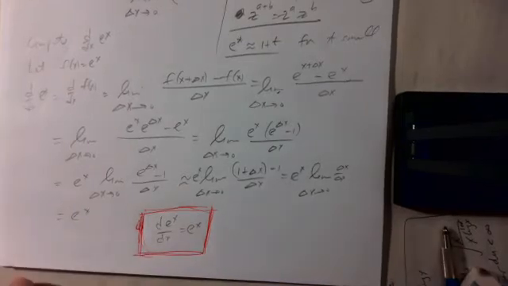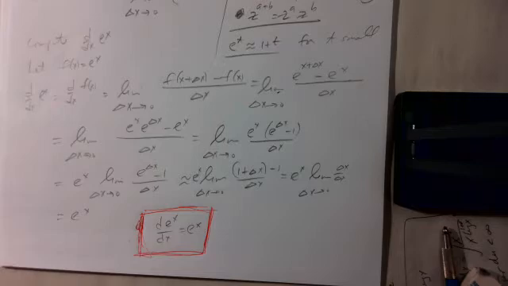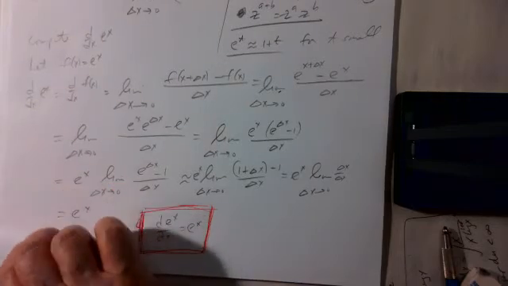So these are three, if you like, sophisticated derivatives that we need to know. The derivative of the sine is the cosine. The derivative of the cosine is minus the sine, and the derivative of e to the x is e to the x. Okay. Questions about this now?